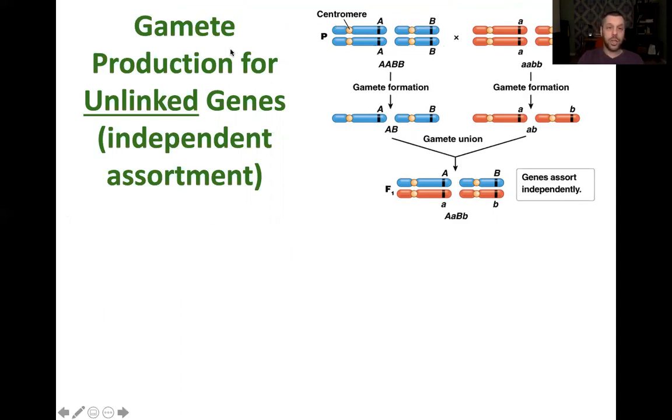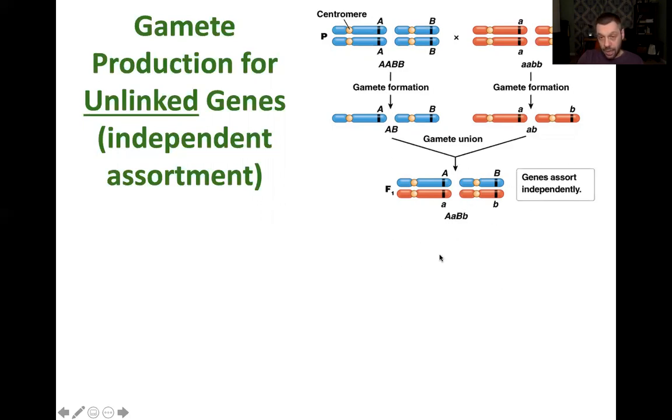This slide shows you what you were familiar with before this lecture, so independent assortment. Here we have two parents, the P generation, each homozygous. This one is homozygous dominant, two big A's, two big B's. This one is homozygous recessive. Genes A and B are on completely different chromosomes. Only one type of gamete can be made in each case, obviously. And when these were crossed, you get a dihybrid individual, big A, little a, big B, little b, right?